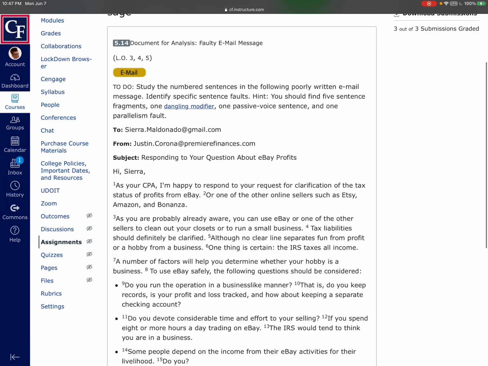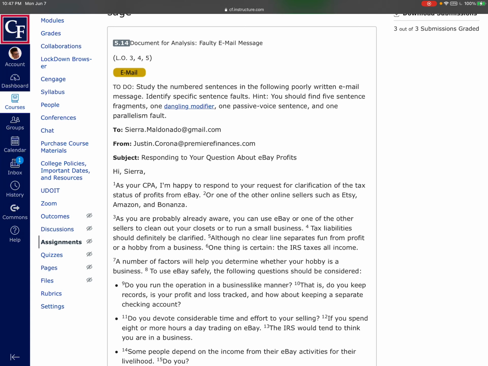They're asking you to find 5 sentence fragments. See there, that hint? You should find 5 sentence fragments, 1 dangling modifier, 1 passive voice sentence, and 1 parallelism fault. You can literally, on a Word document, say fragments and then list them, because they have these sentences numbered. The very first fragment that you find is number 2, or one of the other online sellers such as Etsy, Amazon, and Bonanza. That is not a complete sentence. A complete sentence has to have a subject, has to have a verb, has to make sense. If it's not doing that, then it's a fragment.